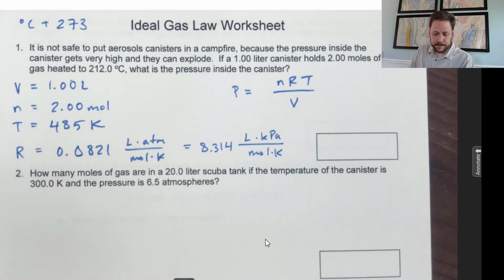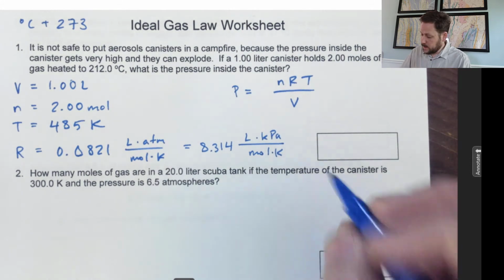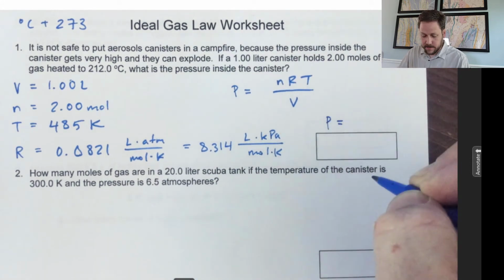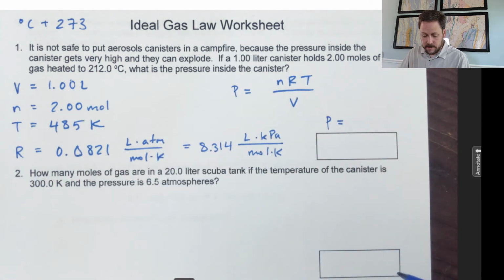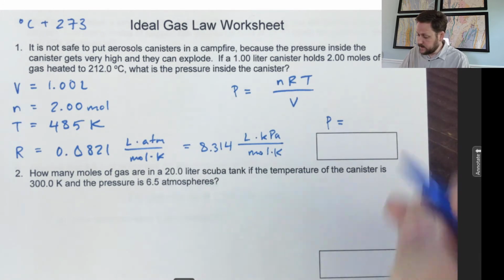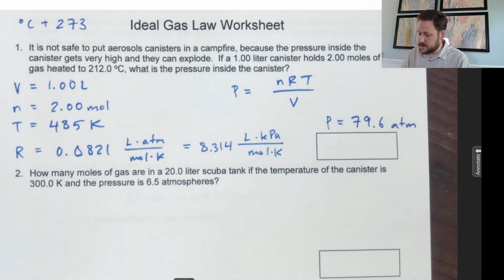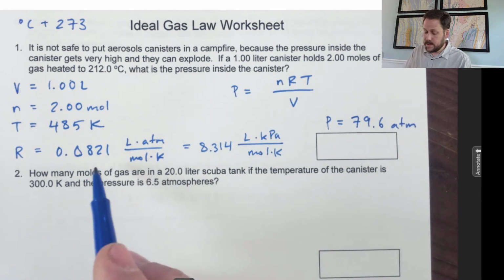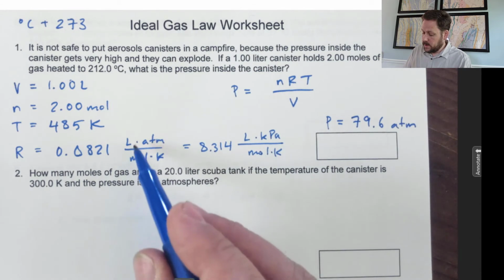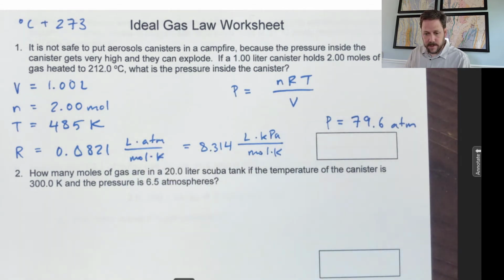Let's see what we get. In the first case, I get an answer in atmospheres, rounded to 3 significant figures. Since my answer is 79.637, I'm going to round that to 79.6. That's a tremendous amount of pressure. 79.6, almost 80 atmospheres. No wonder the can explodes. That's what I get if I use this R value. All the units cancel except for atmospheres.